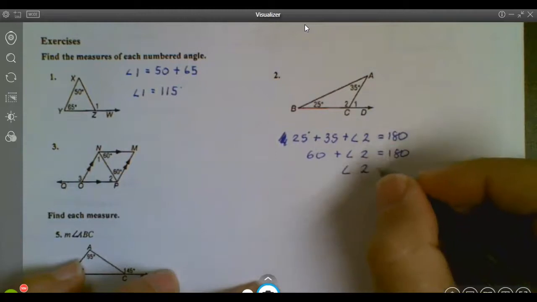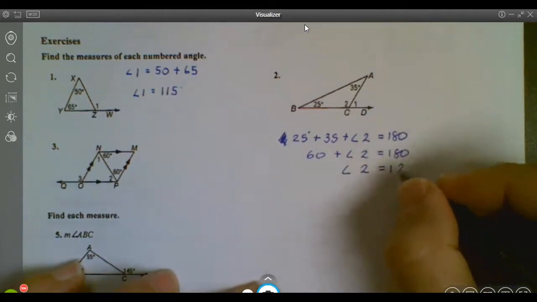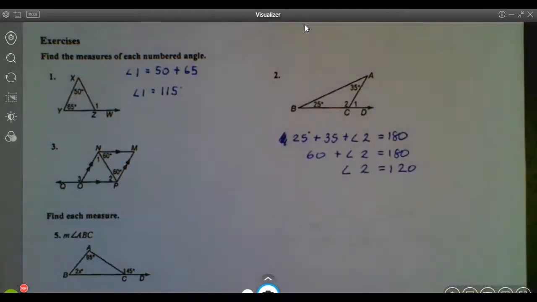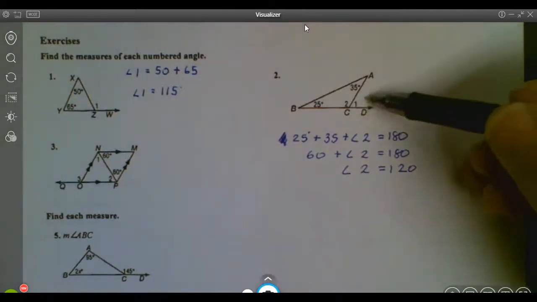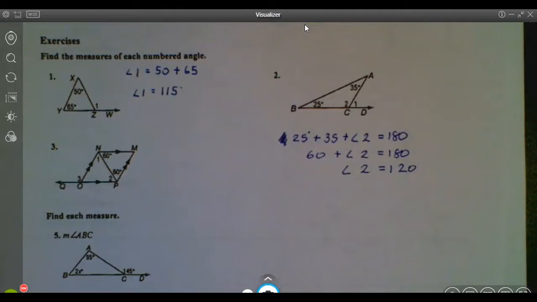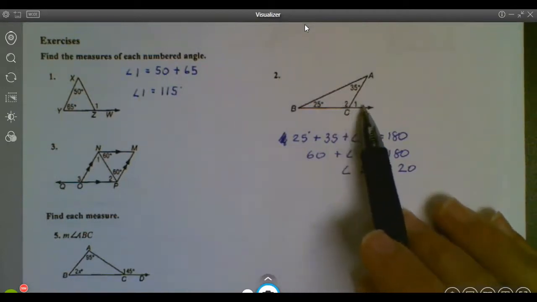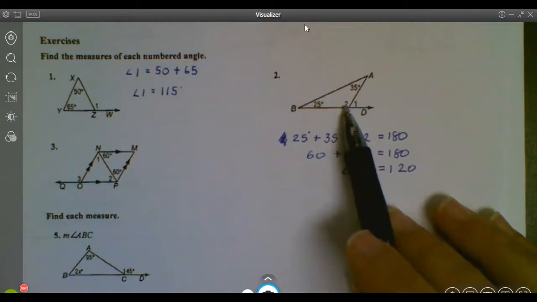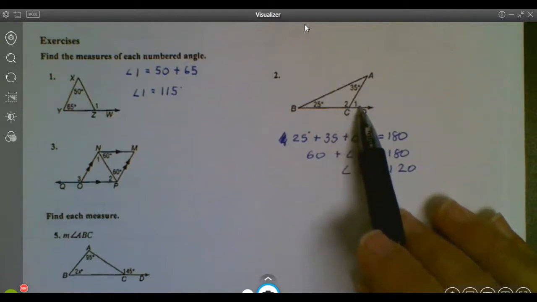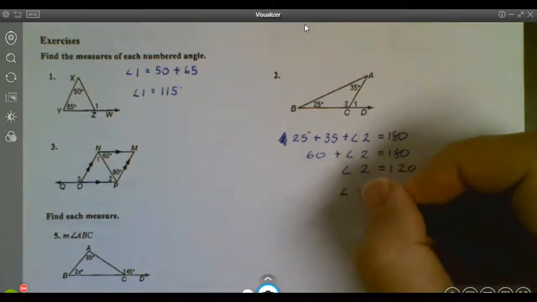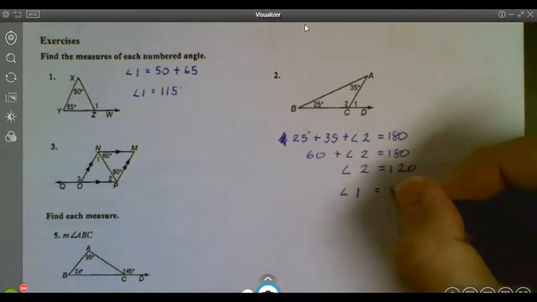Subtract, and we figure out that angle 2 is 120 degrees. So if you went that route, how would you now figure out angle 1? Because now you've got 2 paths to get to angle 1. There's a couple ways you could do this. If I know this is 120, and I know these are a linear pair, well, a linear pair has to add to 180. So if that's 120, he's got to be 60. So I could use the idea of a linear pair to figure out that angle 1 is 60 degrees.